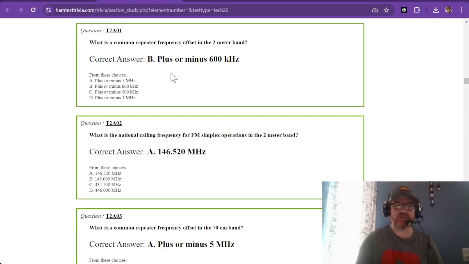Let's start with question 1. What is a common repeater frequency offset in the 2-meter band? And your answer is plus or minus 600 kilohertz.